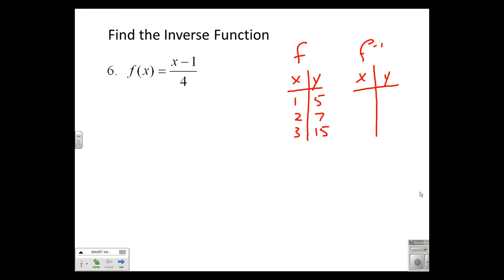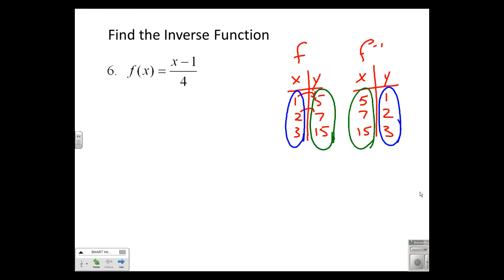An inverse function just undoes the work of the first function. In other words, if the first function turns ones into fives, if we take the 5 to the inverse function, it would undo what was done, turn it back into a 1. Likewise, if 2's are turned into 7's, 7's get turned back into 2's, and 15's get turned back into 3's. So what we see is that our x values become our y values, and our y values become our x values.